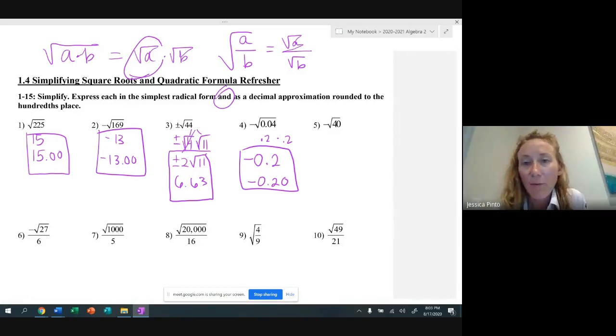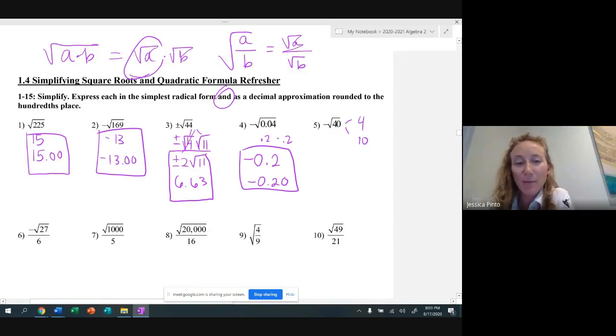All right, number 5, 40. Look at how I'm going to do it this time. Off to the side. 4 times 10, right? I picked the 4 because it's a square root. If you don't end up picking the right number at the very beginning, you're going to look for the factor tree. So let's say I didn't know it was 4 and 10.